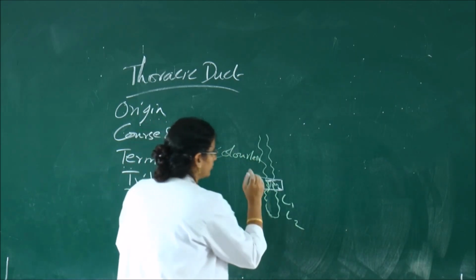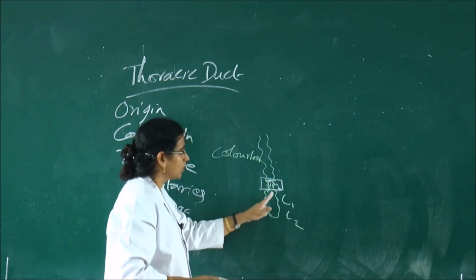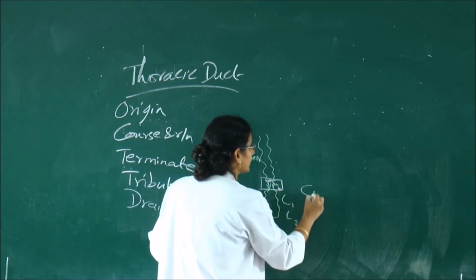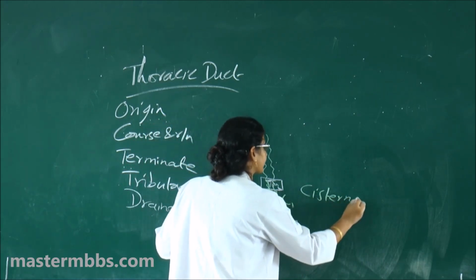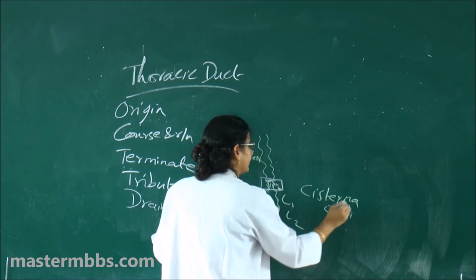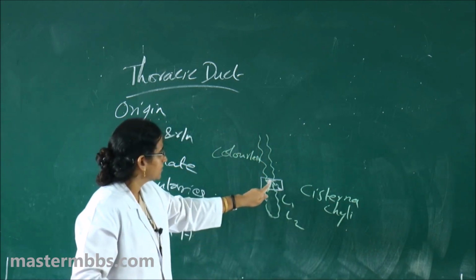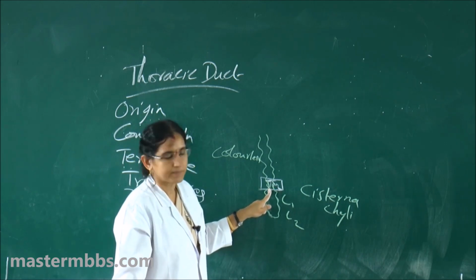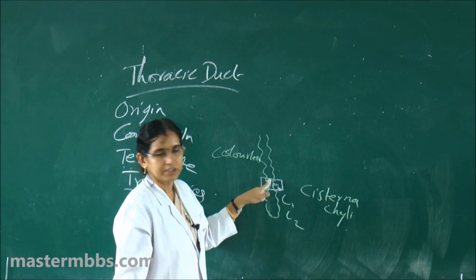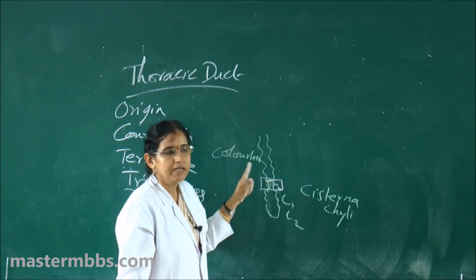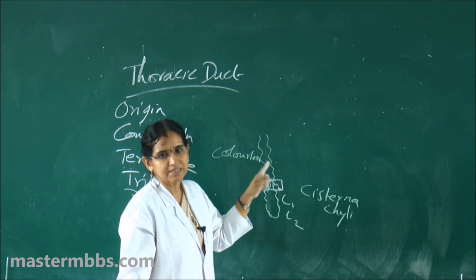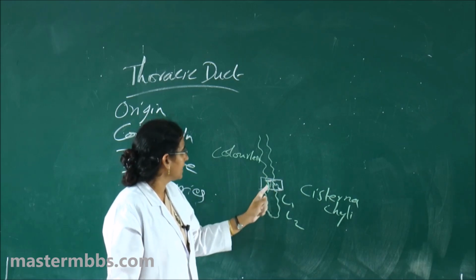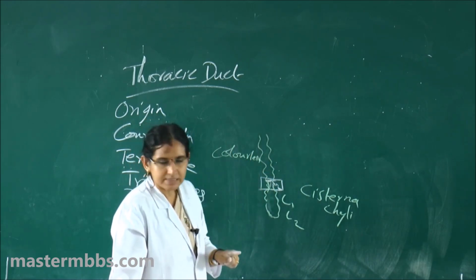So now from the abdomen, in the abdomen you have the cisterna chyli. So thoracic duct begins as the upward continuation of cisterna chyli. Now from the abdomen it has to enter into thorax. So how will it enter? It passes through the aortic opening present in the diaphragm. So now it is running up in the posterior mediastinum.